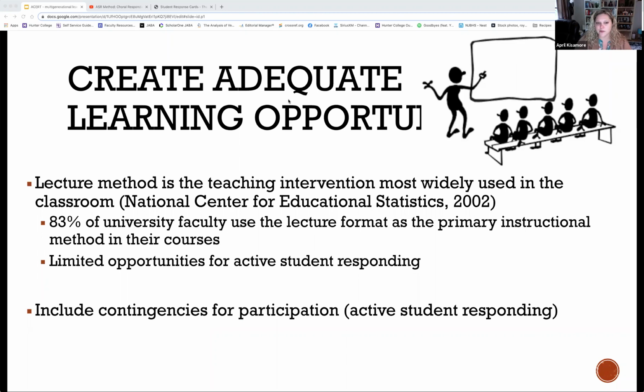And what we know from research is that teaching procedures that encourage overt student responding, like answering questions out loud, produce higher scores than those that only have these covert responding opportunities, like reading or listening in class. And research also tells us that most students tend to prefer these more active opportunities in class.